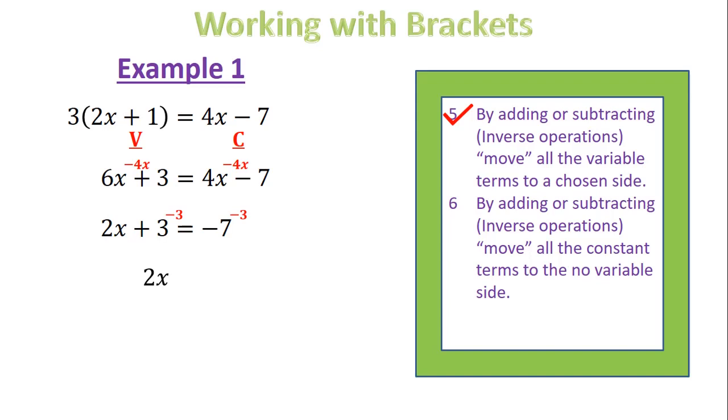2x just stays the same. Plus 3 minus 3 is 0, equals, and negative 7 minus 3 gives me negative 10. And that is step 6, done.